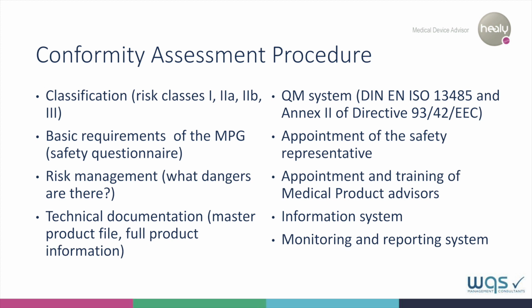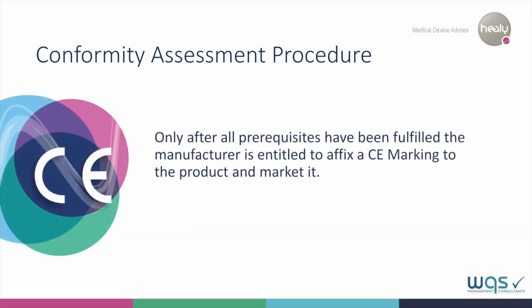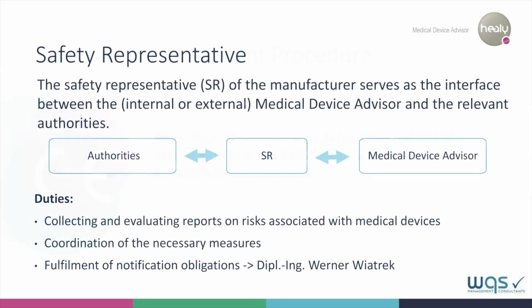Additionally, a quality management system in accordance with the relevant standards must be implemented. A safety representative and MDAs must be appointed and trained. An information, monitoring, and reporting system that complies with the relevant regulations must be implemented. Only if all these measures are in place, the manufacturer is allowed to affix a CE mark to its products. Let's now talk about the role of the safety representative, or SR.